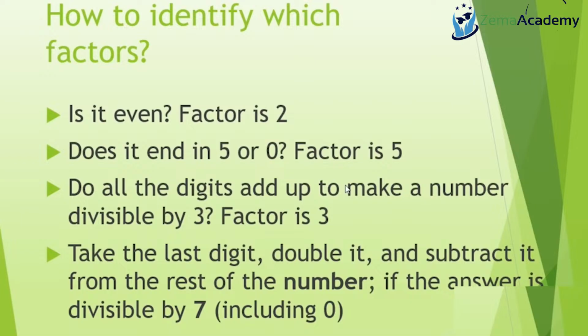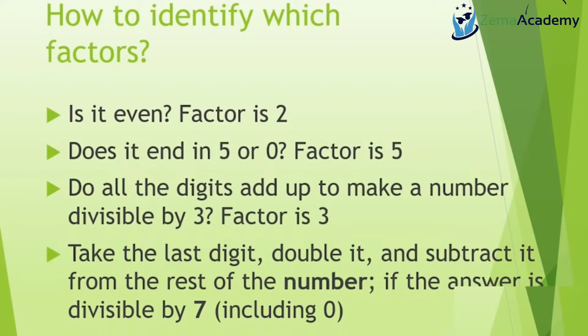So, there are some tricks to working out which factor you can divide into those numbers. The first, as I said, is it even? If it's an even number, you can divide it by 2. That's an easy one. The second, if it ends in a 5 or a 0, you can divide it by 5. So 5 is definitely a factor.